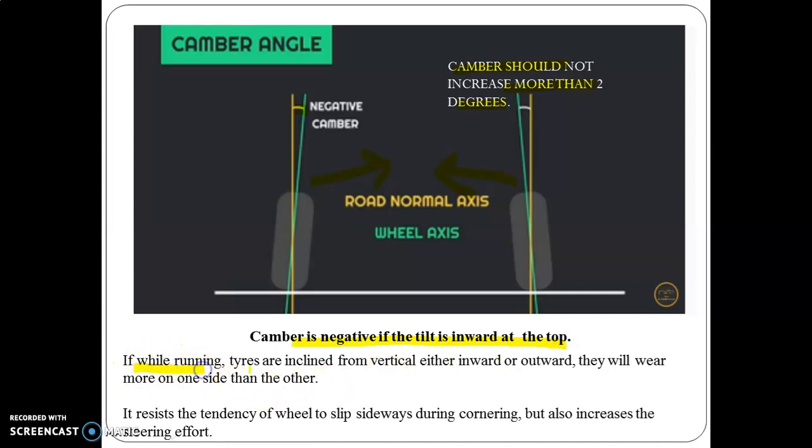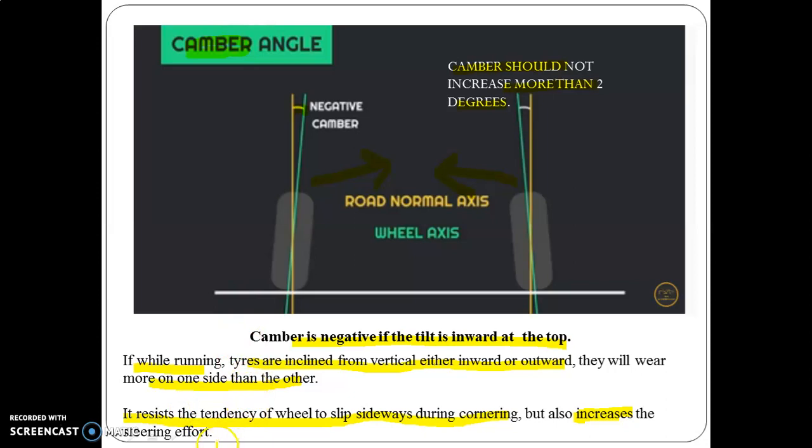If while running tires are inclined from vertical, either inward or outward, they will veer more on one side than the other. Means if we are talking about positive camber or negative camber, the veer is maximum, but in case of zero camber, the veer is much lesser as compared to positive and negative camber angle. Here it resists the tendency of the wheel to slip sideways during cornering, but also increases the steering effort.